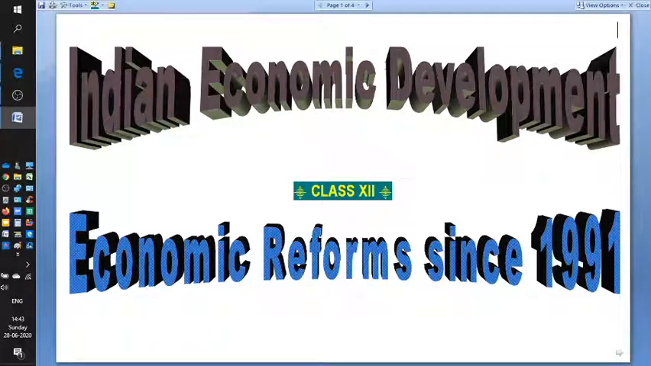Back to our continuing discussion on economic reforms in India since 1991. In the last session, you have learned about the reforms in the industrial sector. Number one, doing away with licensing, which gives more freedom to Indian industries, and number two, giving more areas of industrial operations to the private sector, which were earlier run by public sectors or government-owned industries.